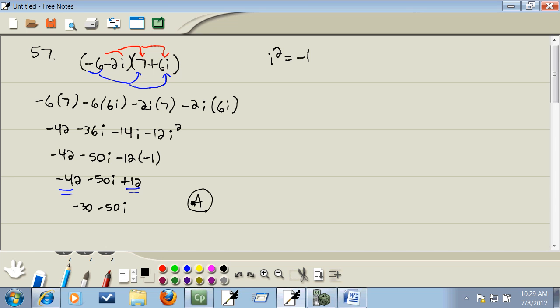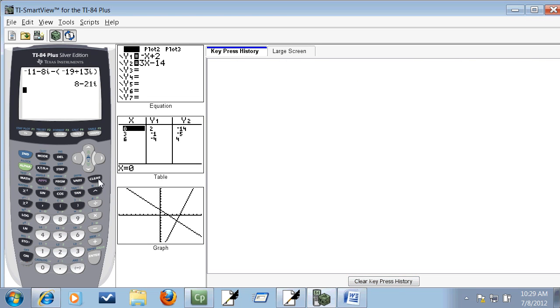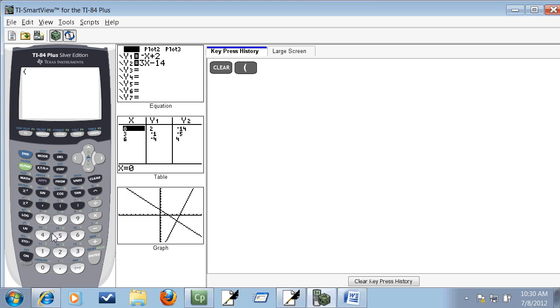Now on the calculator. You basically are just going to type it in as you see it. So I'm going to come over here. I'll press clear to clear out the screen. And I'll do a beginning parentheses. Negative 6 minus 2i. So negative 6 minus 2. And then i is second decimal.